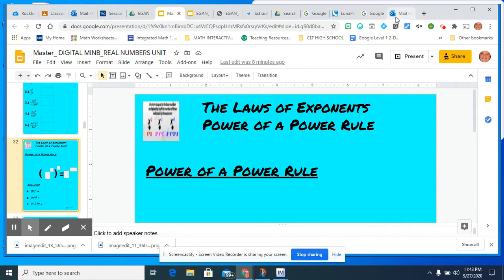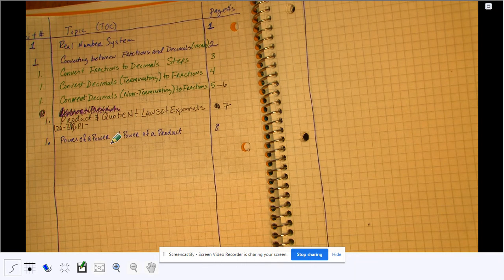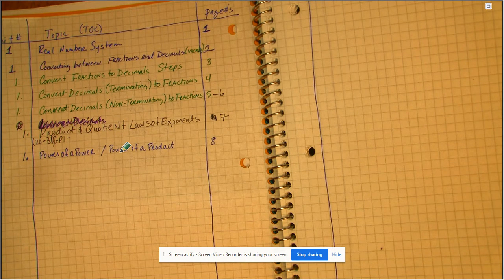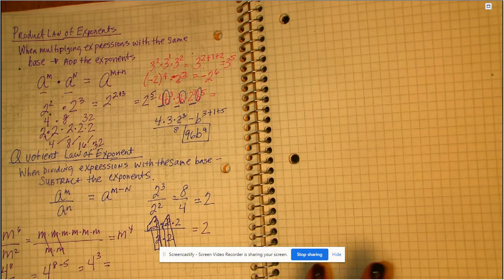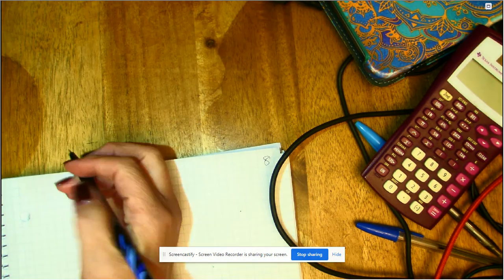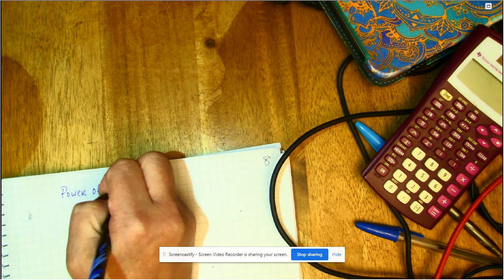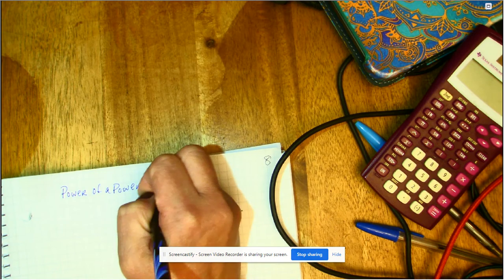So let's start in our math interactive notebook. Go to our paper one. And in our TOC, we need to enter power of a power and power of a product. We're starting on page 8, and we'll see how many pages we need to do both the laws and the examples. So going to page 8. Power of a power rule.